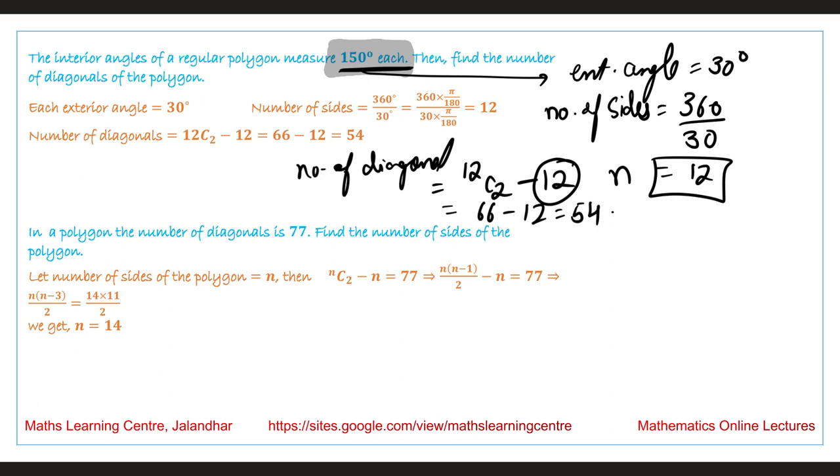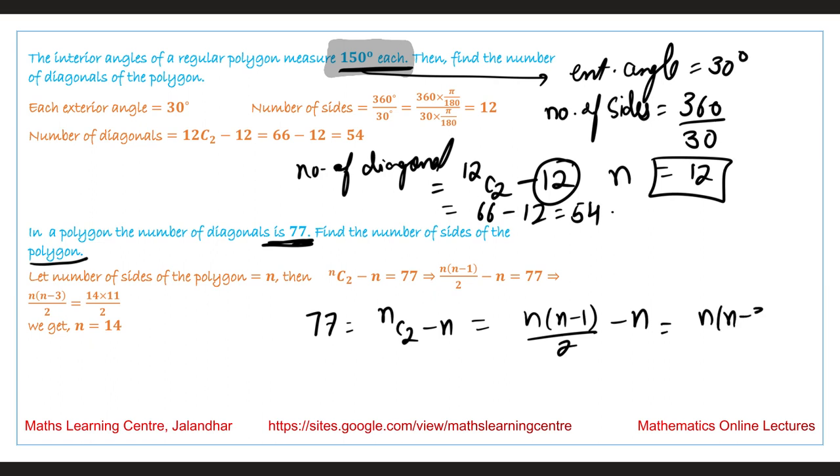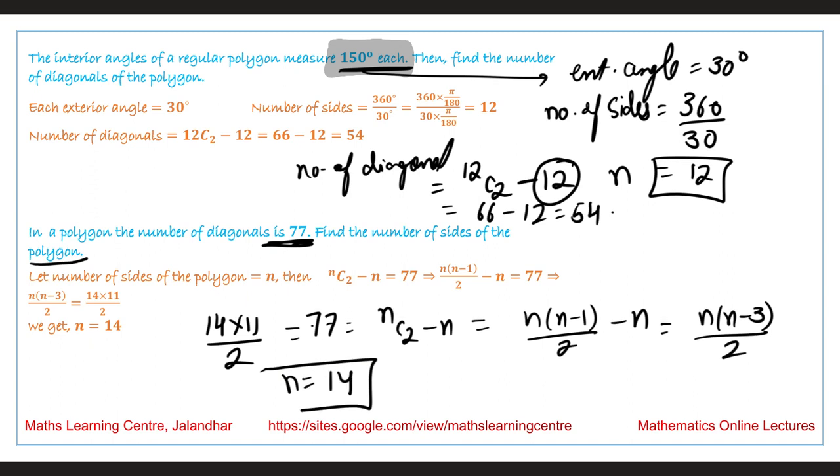Next is, in a polygon the number of diagonals is 77. Find the number of sides of the polygon. So 77 is the value given to us, it is nC2 minus n, that is equal to n into n minus 1 by 2 minus n. If we solve this, it is n into n minus 3 by 2. So I can write this 77 as 14 into 11 by 2. So I will obtain the value of n is equal to 14. So this is the number of sides of this polygon.